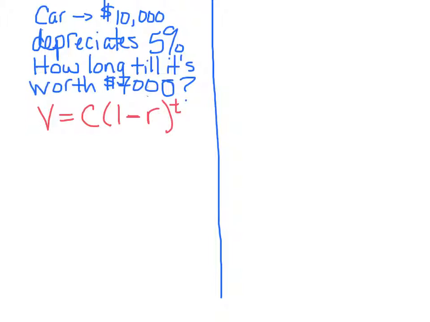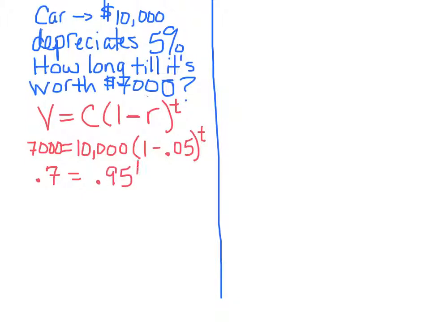So just like we did yesterday, we're going to put in our original amount. It usually always goes to the right of the C, so that would be $10,000 will go here. $7,000 goes there on the left, and then 1 minus, remember to take your rate and always change it to a decimal, so 0.05, and to the t power. So as we did yesterday, you're going to divide out that 10,000 on both sides, which will give you 0.7 equals 0.95 to the t.